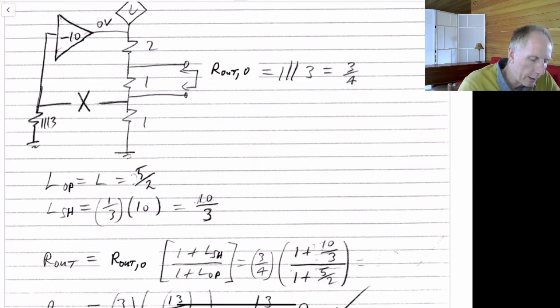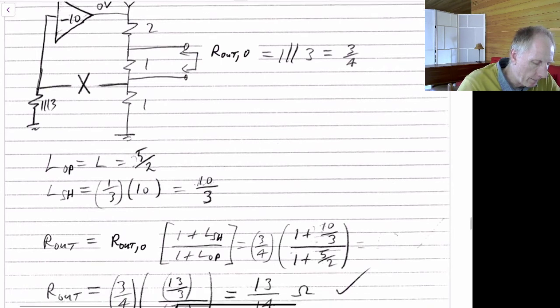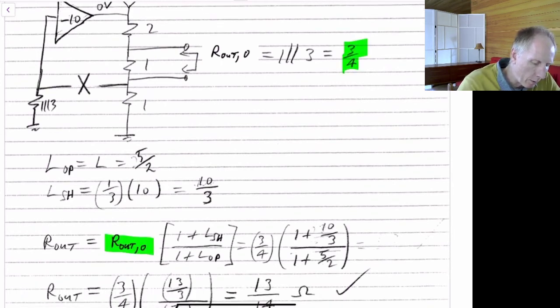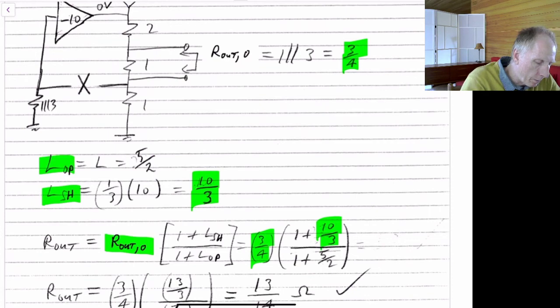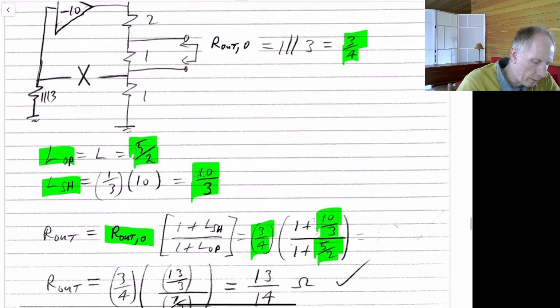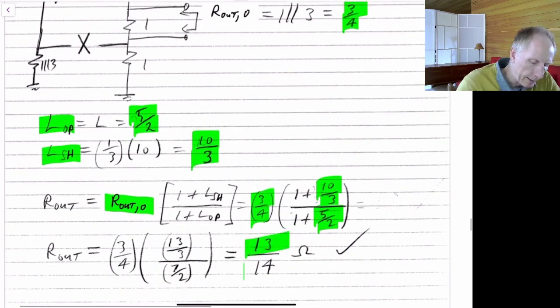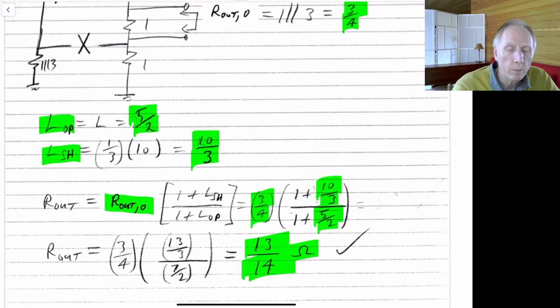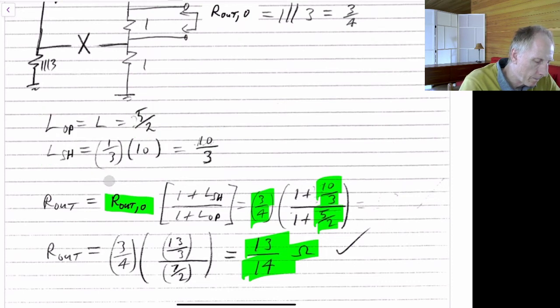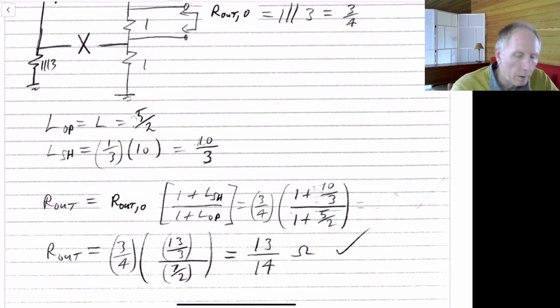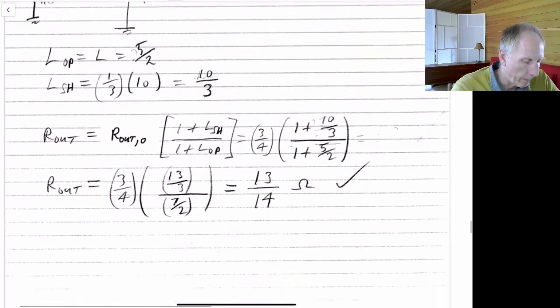If we put this into the equation here, we put in our normal R sub out, which is given by 3/4, which is this. We have L sub SH, which is 10/3, which is given by that. And L sub OP, which is 5/2, which will then be down here. Put that all together, work it out, and we get exactly 13/14 ohms, which is the same value we got when we did full analysis. So there's no approximations made here. You get exactly the same answer.